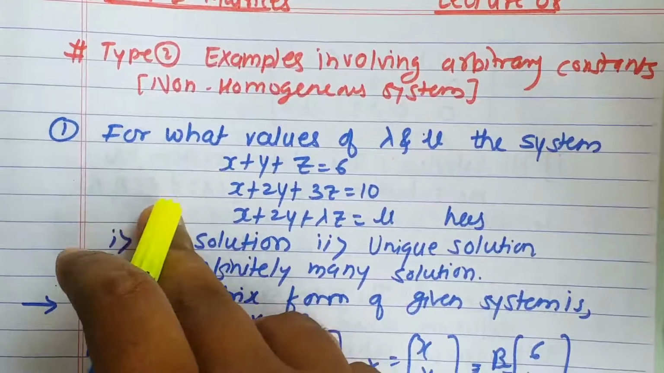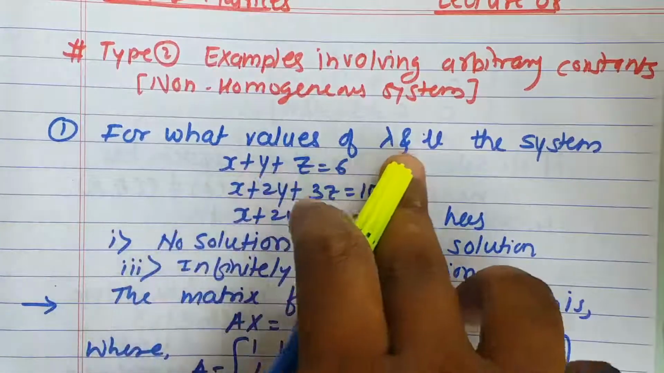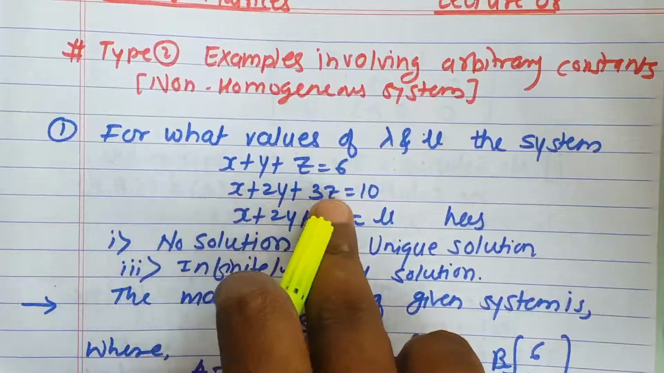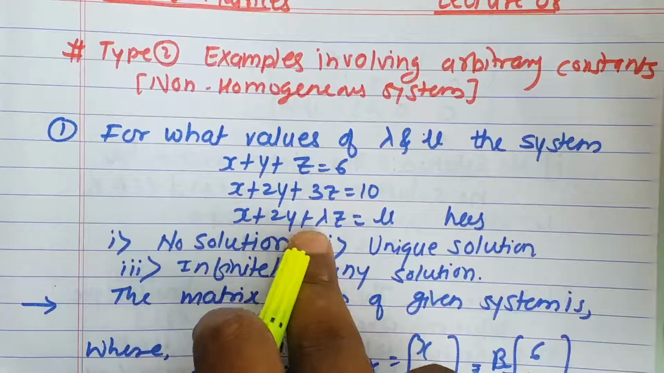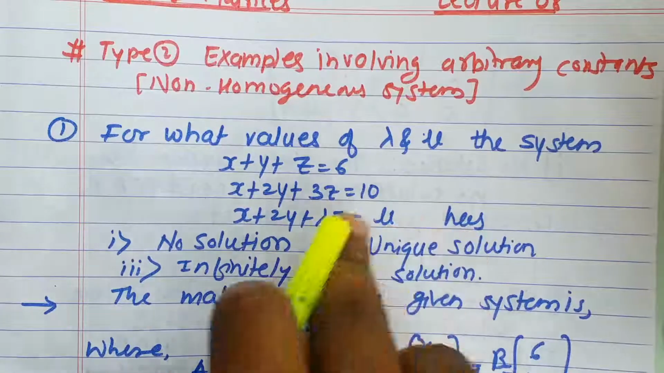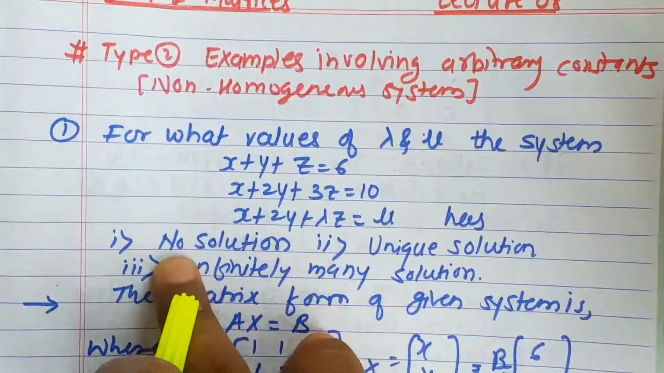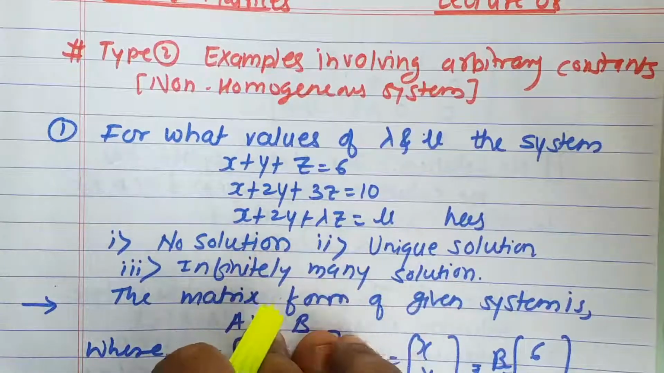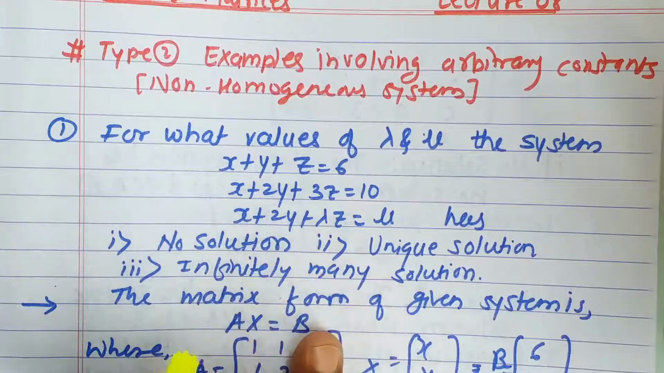So the first example of this type: for what values of lambda and mu does the system x plus y plus z equal to 6, x plus 2y plus 3z equal to 10, x plus 2y plus lambda z equal to mu have three cases: no solution, unique solution, infinitely many solutions? So we need to obtain the conditions on lambda and mu for which the system will have these three types of solutions.